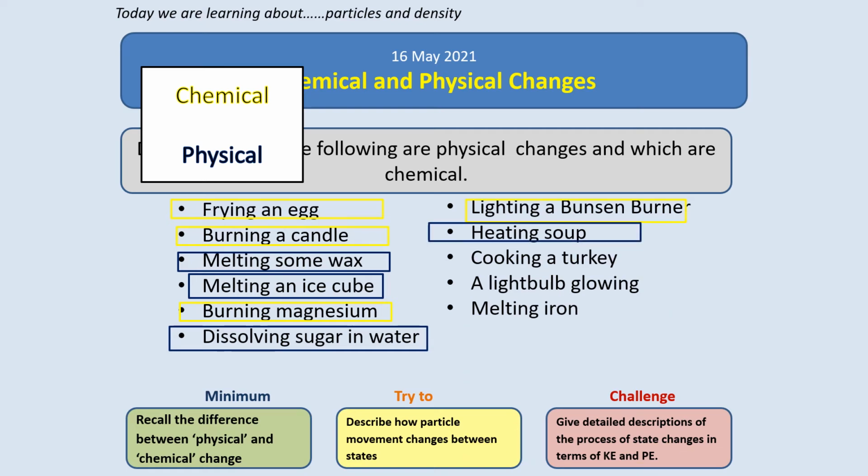Heating soup, you're just heating it. Once it goes cold again, you've got cold soup, you haven't got any new substances, that's physical. Cooking a turkey is a chemical reaction. A light bulb glowing is physical change, and melting iron is a physical change. So hopefully you got some of those right.